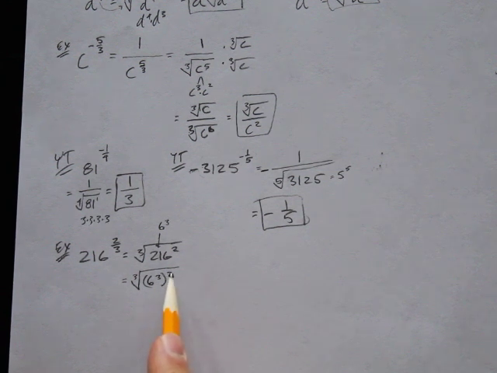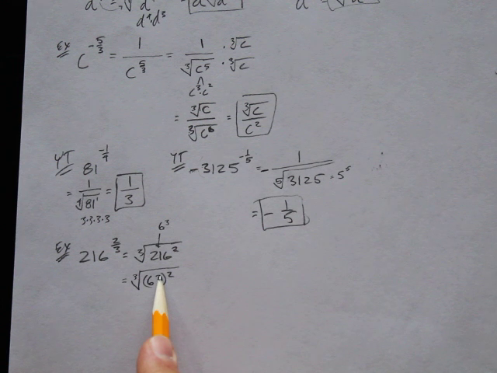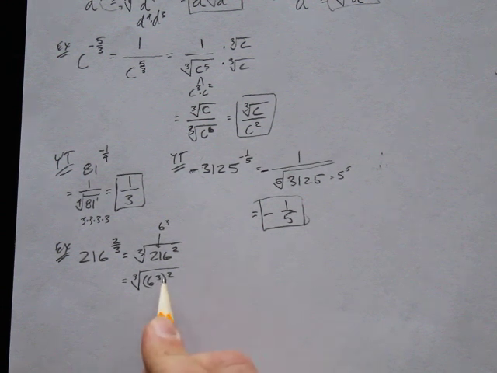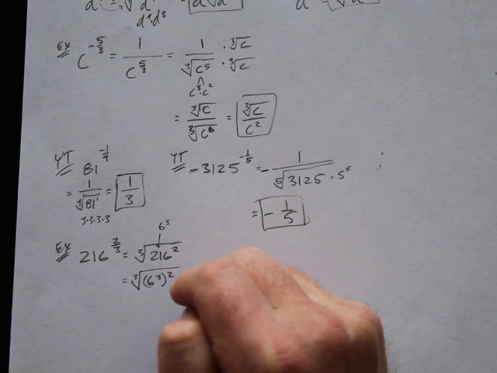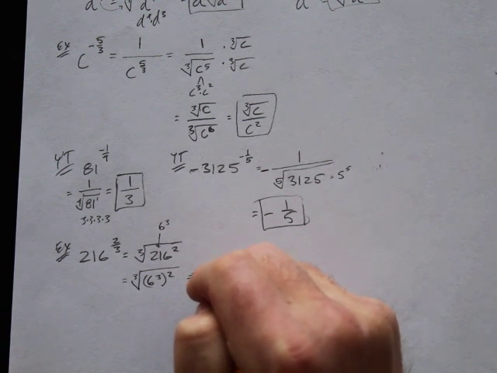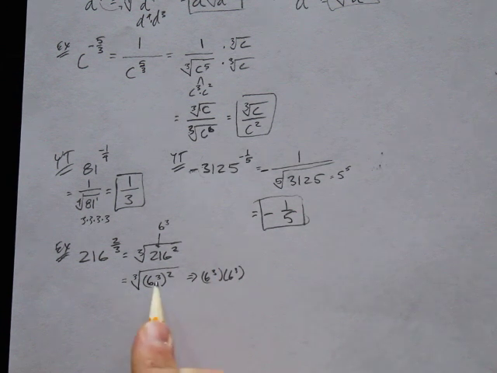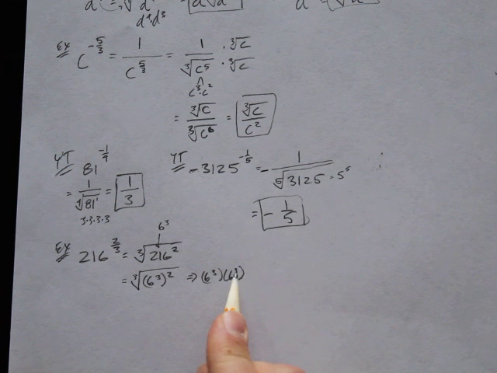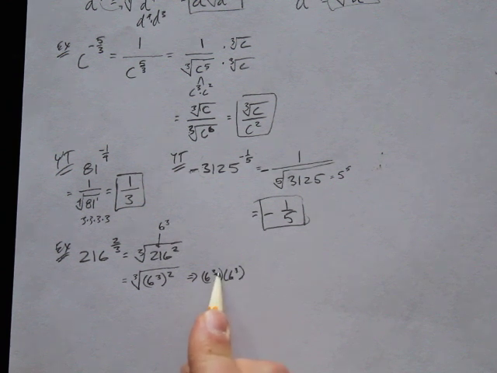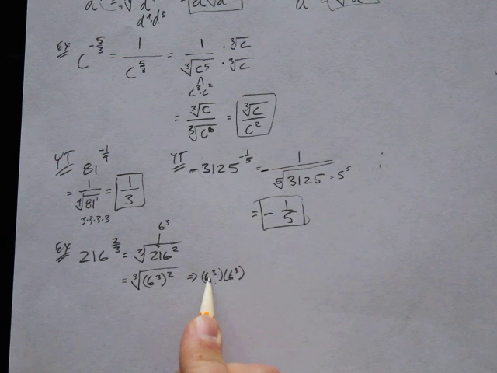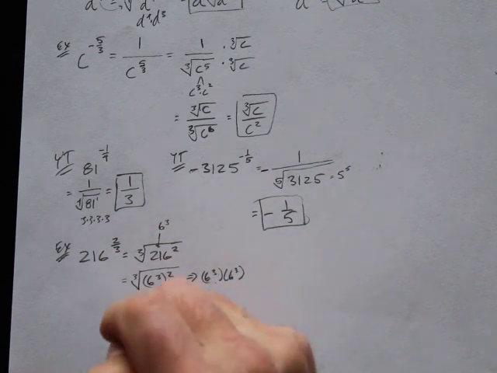Now I can go 2 times 3 is 6. Or, there's another way to say this. I can say this is 6 cubed times 6 cubed, right? 6 cubed squared is 6 cubed times 6 cubed. And when I multiply, then I add the exponents. So I get 6 to the 6th power.